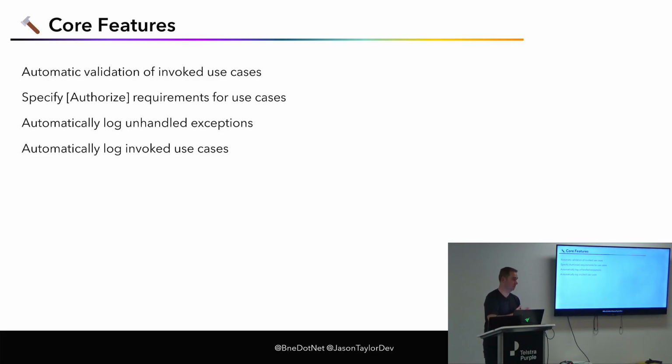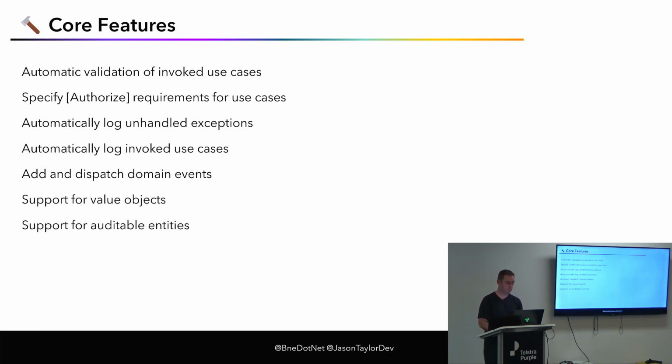If you do like to contribute to the template at any point, I love contributions. Just keep in mind that the goal of the template is always the simplest approach to enterprise architecture with ASP.NET Core. So I might not add in advanced caching capabilities, but I might improve how logging is done. Simple things. Add and dispatch domain events is built in, support for value objects is built in, and support for auditable entities is built in.